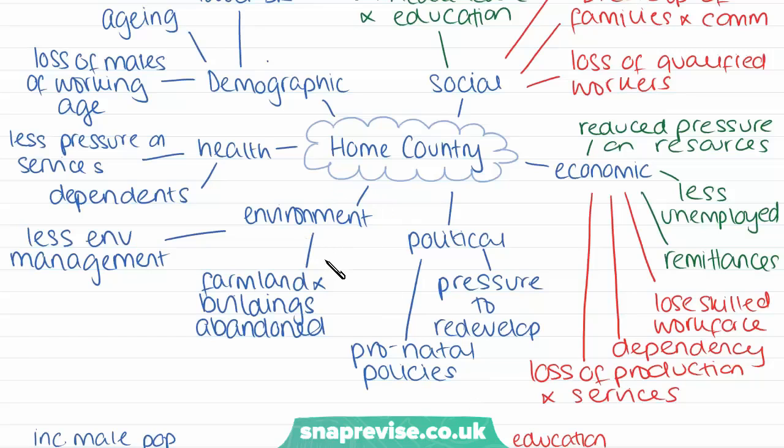And environmentally, a lot of farmland, buildings and whole villages might be abandoned because of the migrant movements, and there might also be less environmental management overall, which could lead to increased pollution. And health-wise, migrants are going to be leaving areas where infectious diseases might be more common, so there'll be less pressure on health services, but negatively there will be the most dependent people and often the most sick people left behind, so these people will remain at risk.